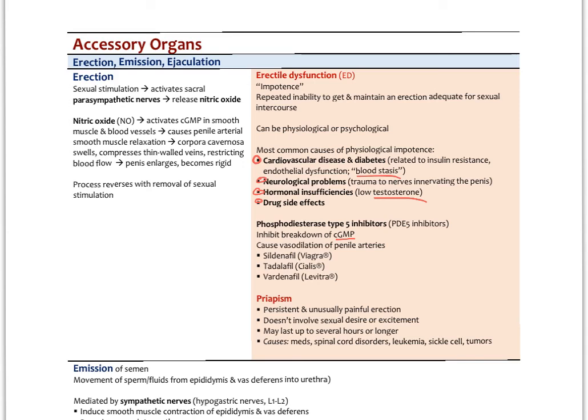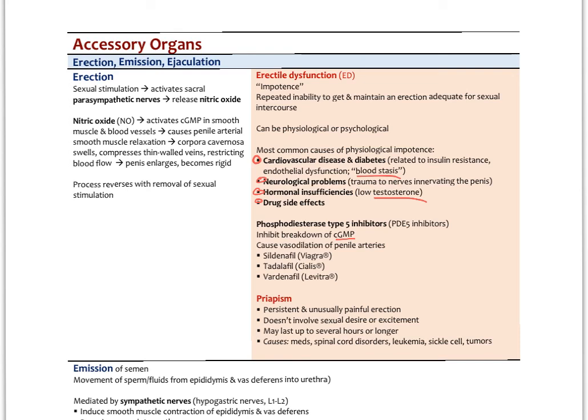Priapism, I just want to say a word about that. That is a persistent and unusually painful erection that doesn't involve sexual desire or excitement, and can last up to several hours or longer. The danger here is that blood is pooling in the penis. You're not getting proper oxygenation of those tissues. And so this is considered to be, after 4 or 5 hours, a medical emergency that needs to be treated.